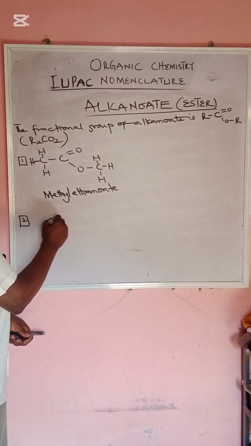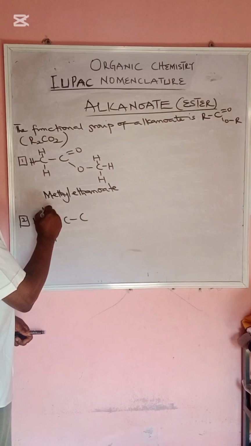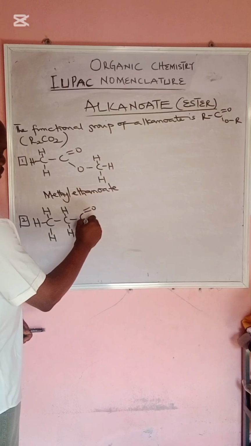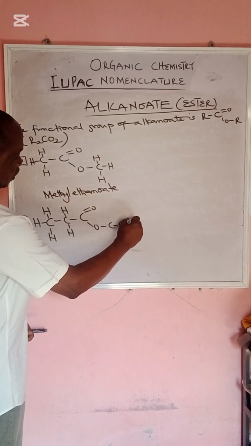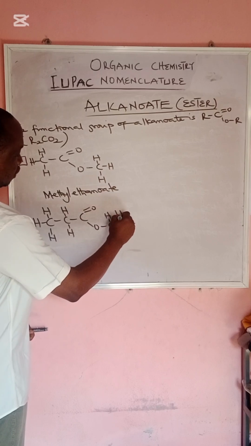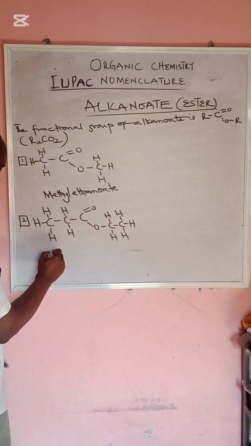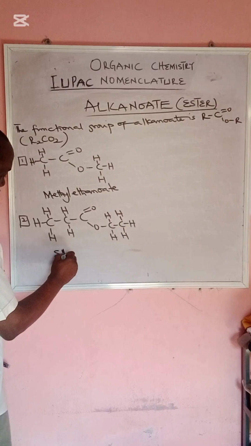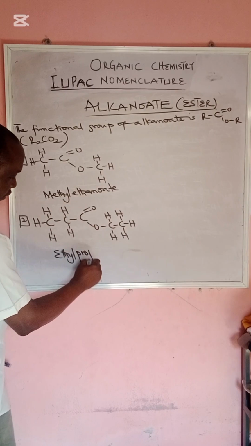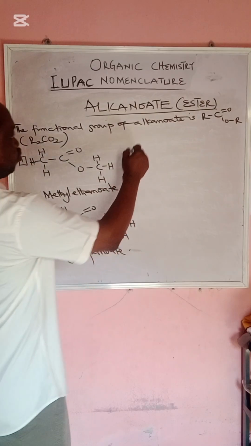2. Let's say you have 1, 2, hydrogen here, hydrogen here, hydrogen here, hydrogen here, hydrogen here. You have double bond. Hydrogen here, hydrogen here, hydrogen here, hydrogen here, hydrogen here. If you want to name this, it is an ethyl. You start with ethyl, 1, 2, 3, propanoate. Call it ethyl propanoate. Take note of that.